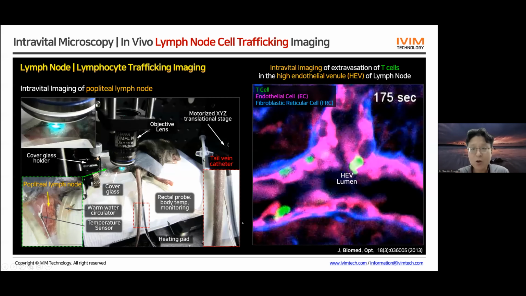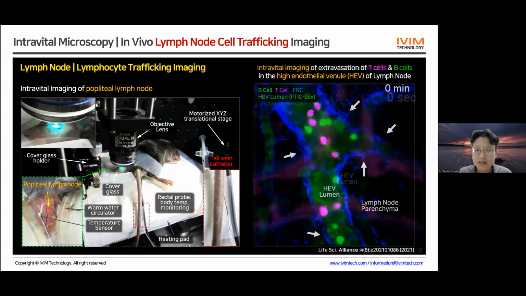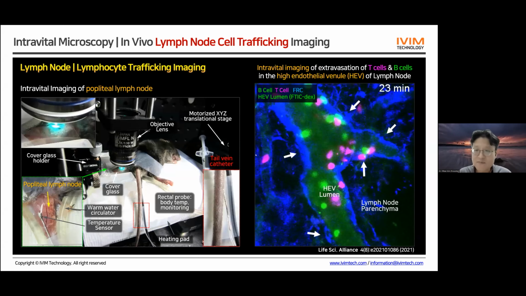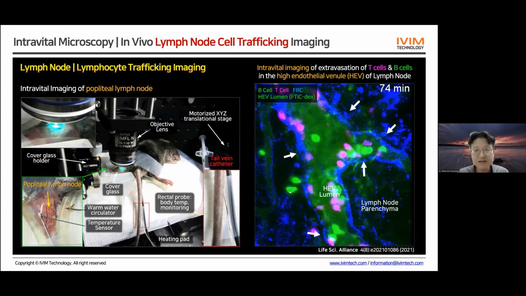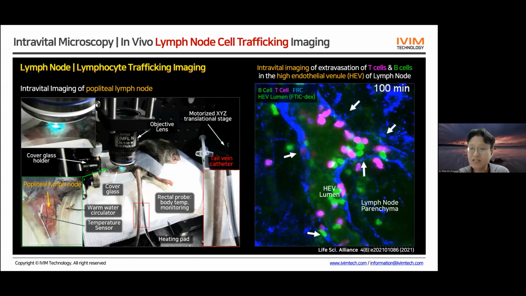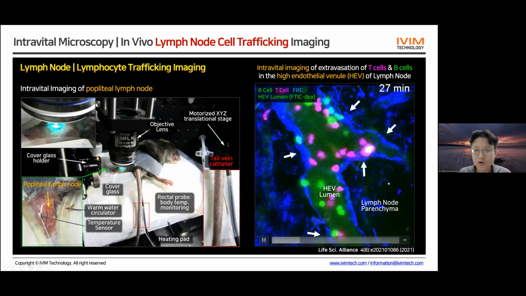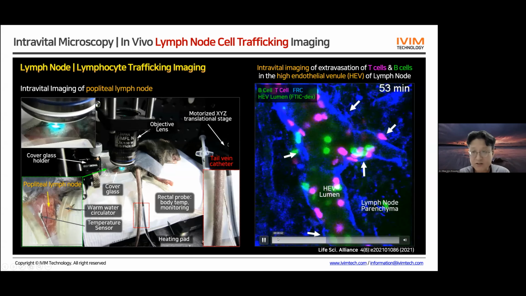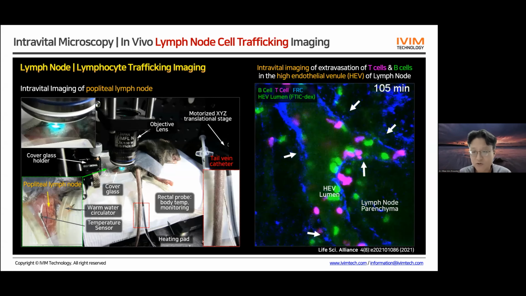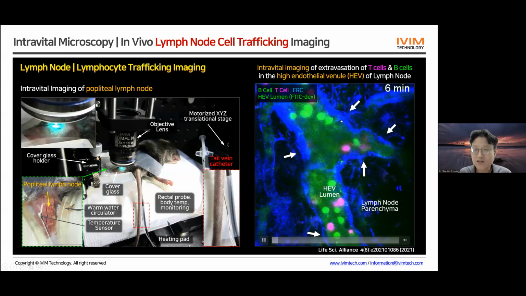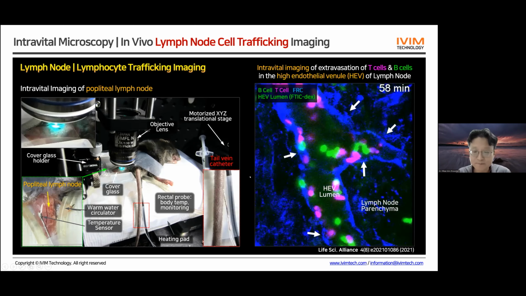So this is the first step of the T cell homing to the lymph node. And then if I extend the time period to 2 hours, now we can see the whole process of T cell, and in this particular example, T cell and B cell extravasation in the HEV of the lymph node. As you can see, these lymphocytes, T cell and B cell, actively infiltrate the lymph node parenchyma through certain endothelial cell junctions inside this high endothelial venule.